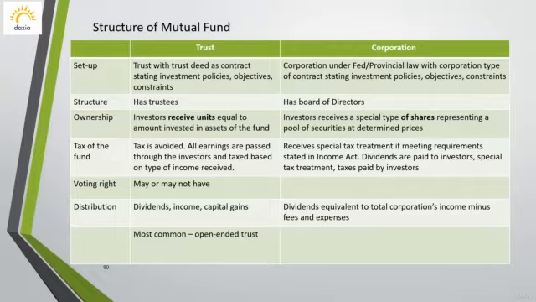And for tax, in the case of the trust, tax is avoided by the trust. All earnings are passed through to the investors, and they are taxed based on the type of income received. So the tax is paid by the investors. In the case of a corporation, the corporation will give dividends, and they receive special tax treatment if they meet certain requirements in the Income Tax Act. Dividends are paid to the investors, and there is special tax treatment, and taxes are paid by investors.